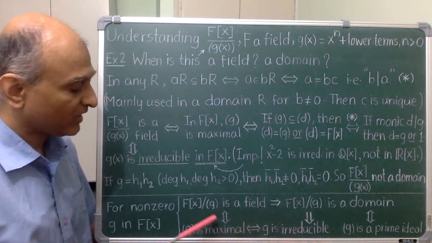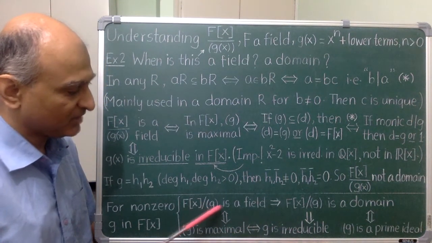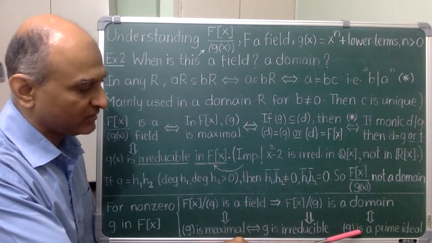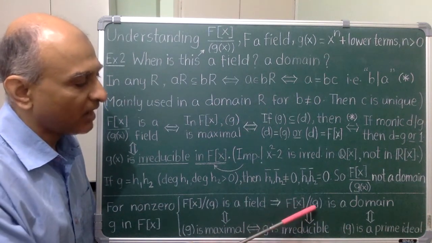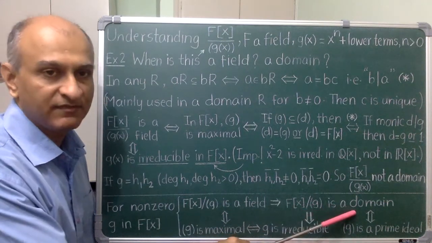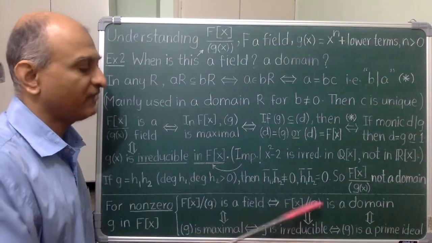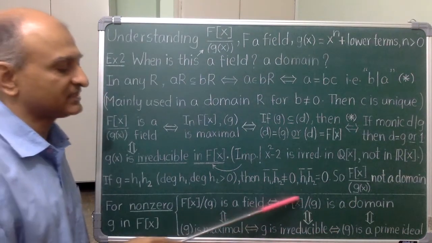But therefore, F[x] mod g is a field. So I get 4 equivalent conditions, and a fifth one because R mod I being a domain is equivalent to the ideal I being a prime ideal. I have shown here all the equivalences.